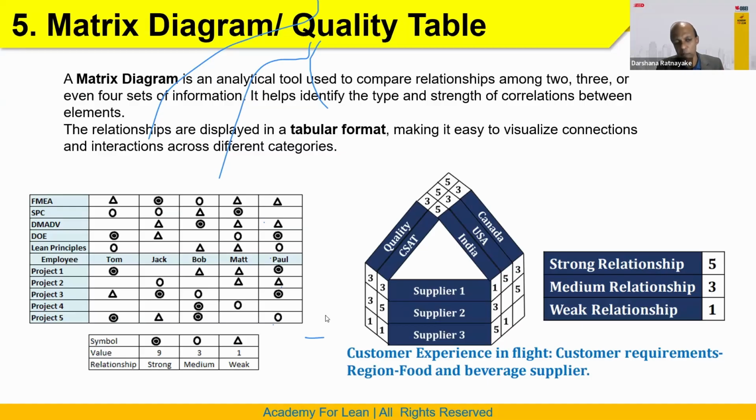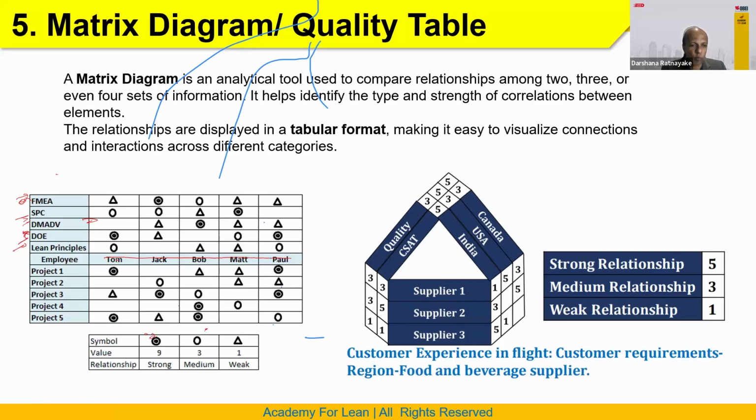We'll take one example and try to understand how this matrix diagram is used. We'll take the first one, this one. Here, these are called tools, lean tools. You remember FMEA, Vimal has done. SPC, remember, this is quality, Six Sigma. This is another problem solving tool, and this is lean principle. And these are our employees. We have 5 employees in my department: Tom, Jack, Bob, Matt, Paul. Let's say these are the symbols we are using: this is very high, this is moderate, and this is low.